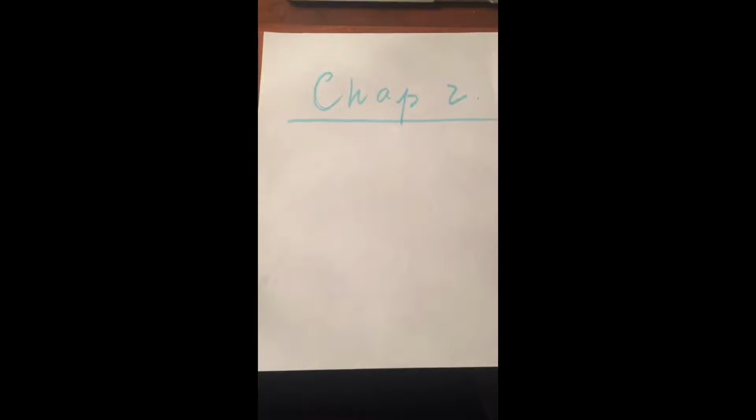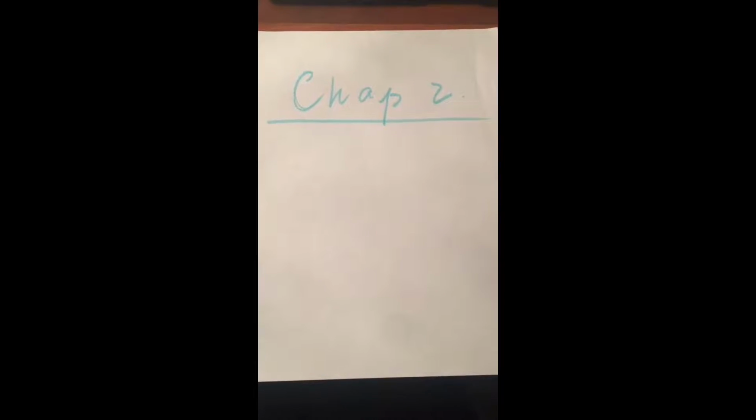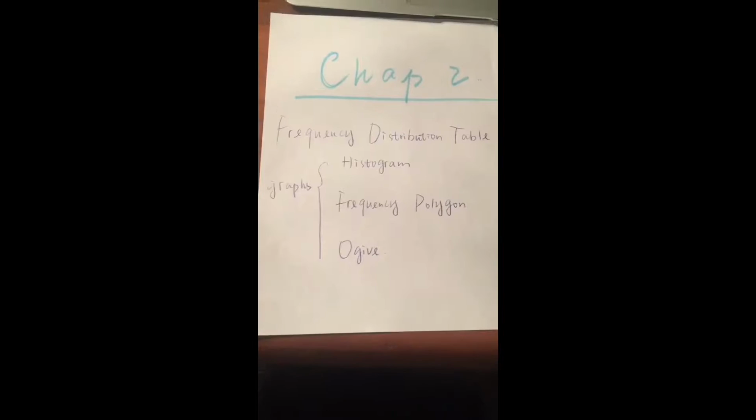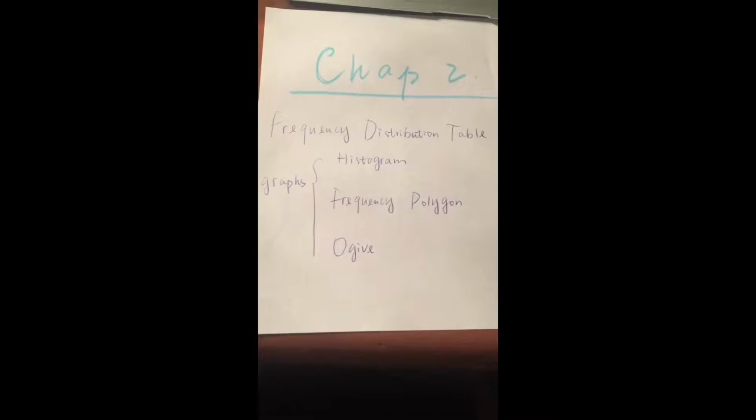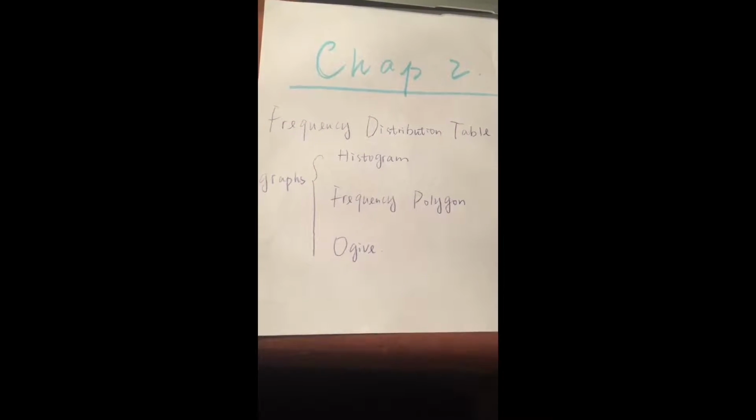Hello everybody, welcome to the Chapter 2 video project for stats class. In this video, a frequency distribution table organizing the data and 3 graphs displaying the data are to be constructed.